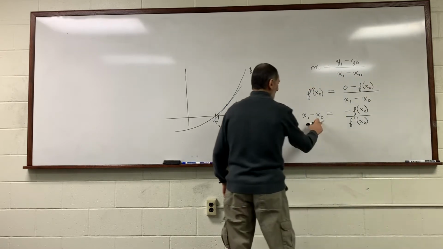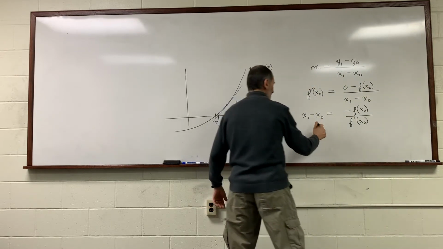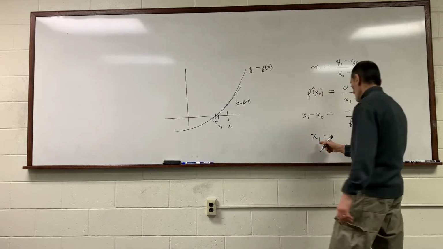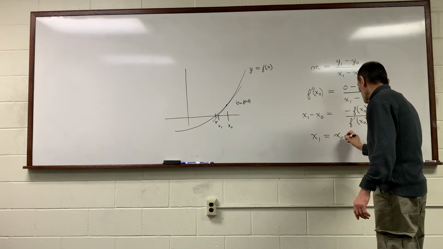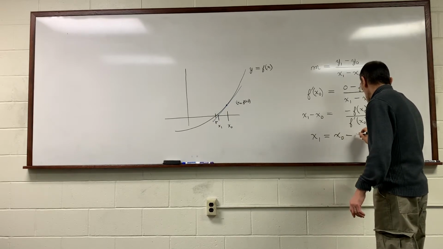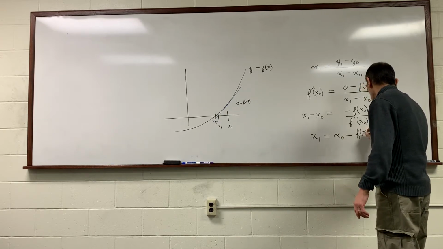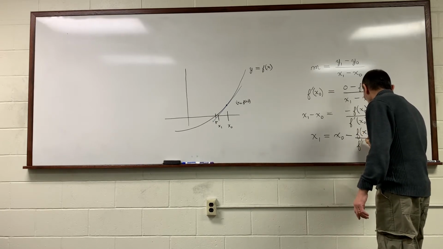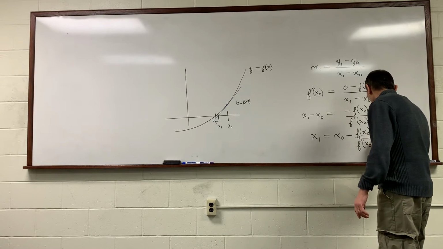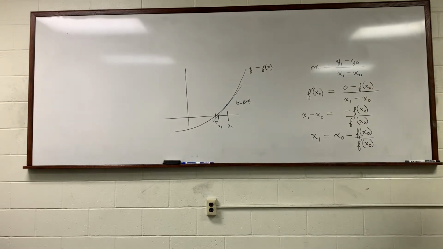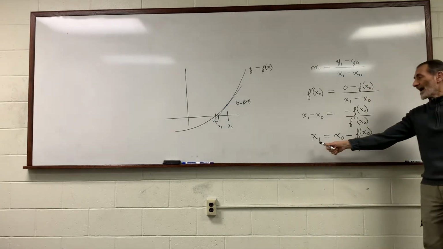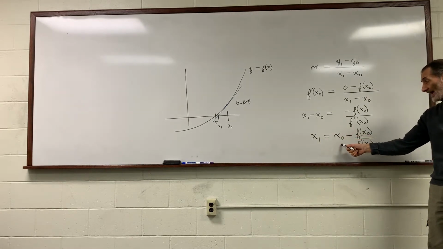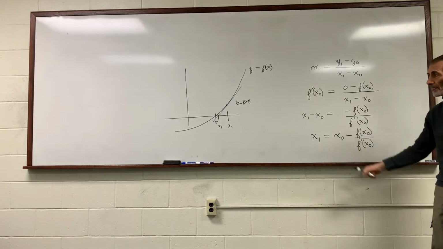Now, if we add x sub 0 to both sides, we get x sub 1 equals x sub 0 minus f of x sub 0 divided by f prime of x sub 0. We have just defined x sub 1 in terms of the previous guess, x sub 0.